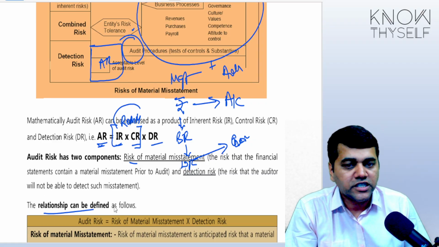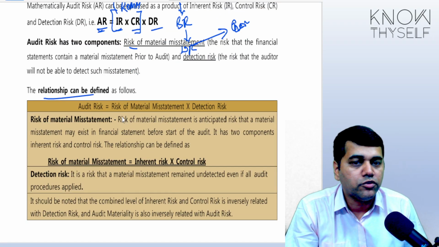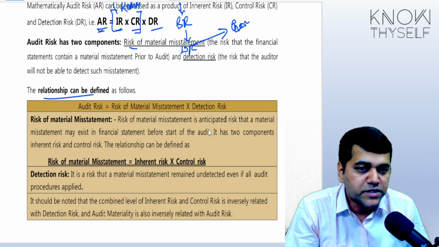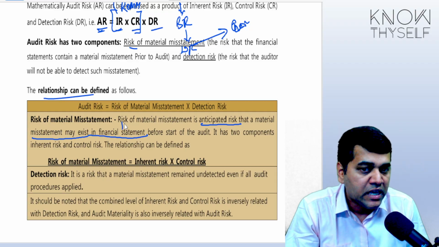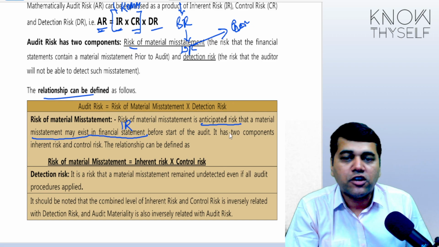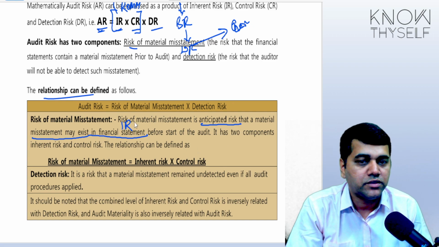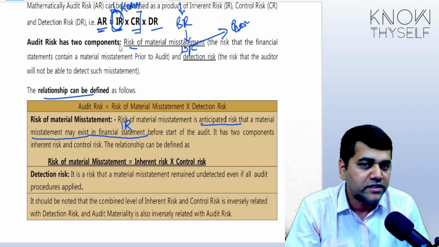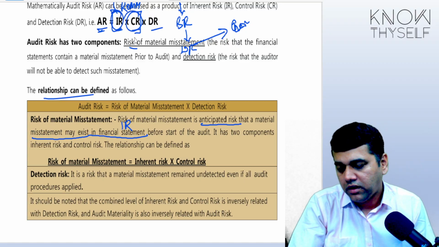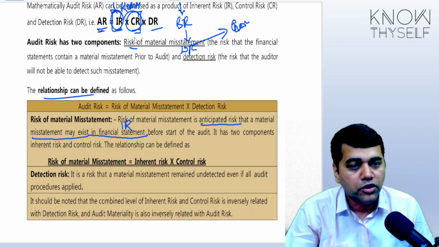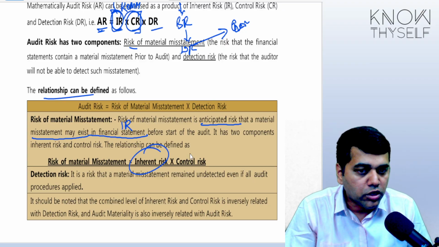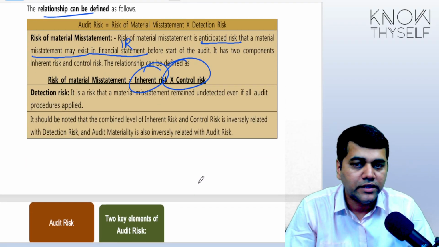Now, the relationship can be defined as audit risk is equal to risk of misstatement. So risk of misstatement is the anticipated risk that a material mistake may exist in the financial statement, because of its inherent risk, before the start of the audit only. So you go with the assumption that some inherent risks were there, which the management is not able to prevent after putting the control. So it has got 2 components called control risk and inherent risk.